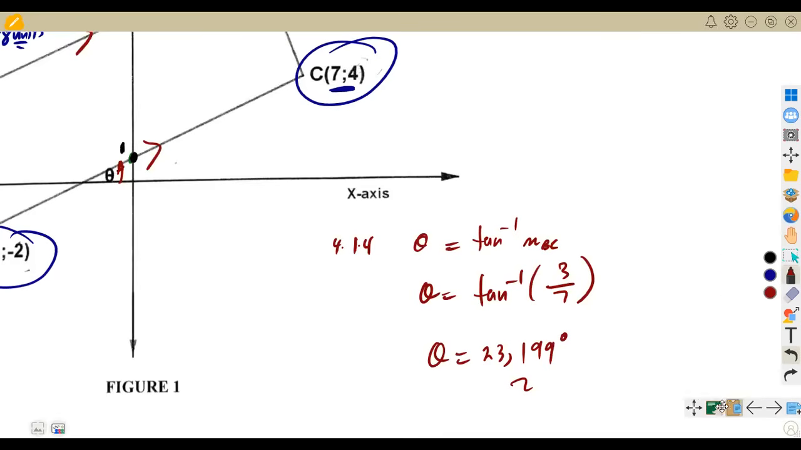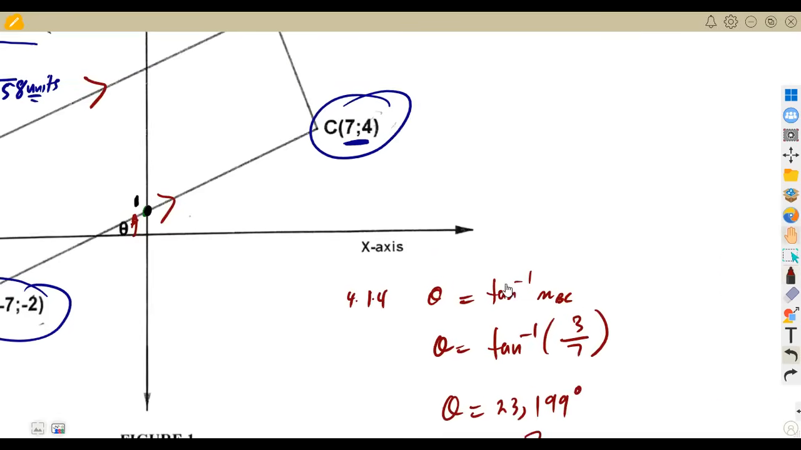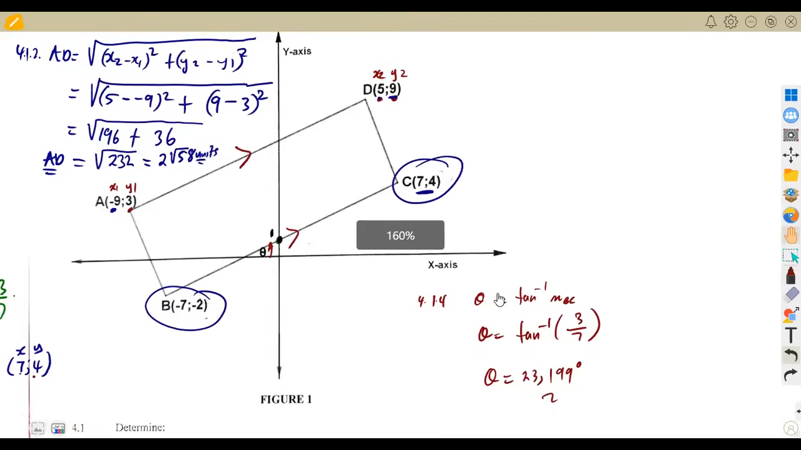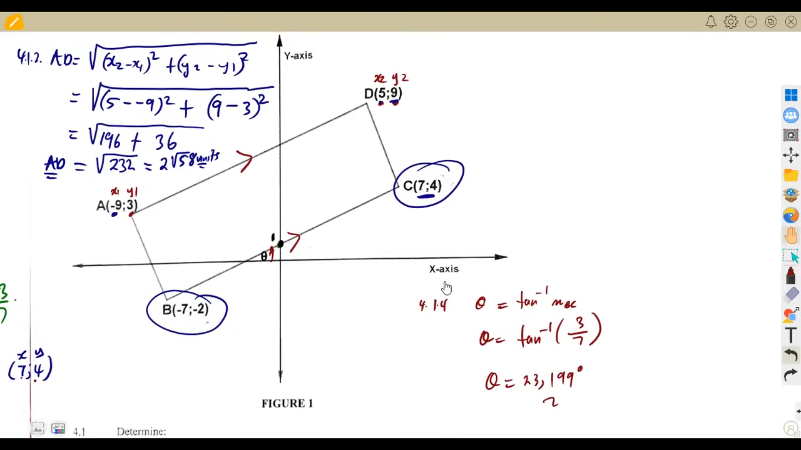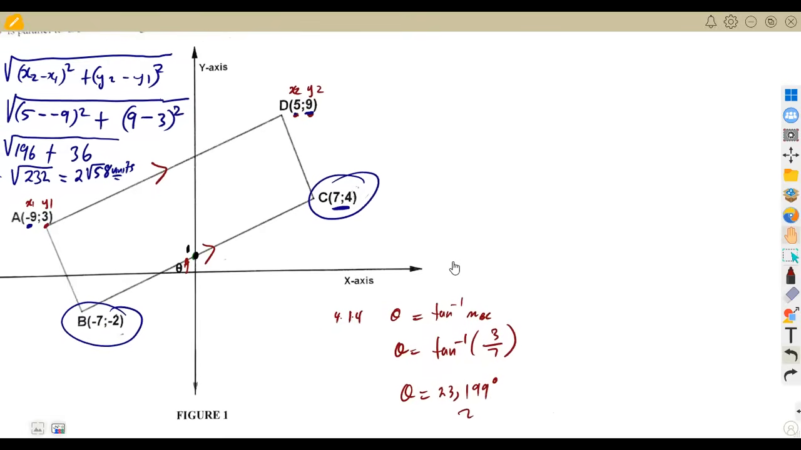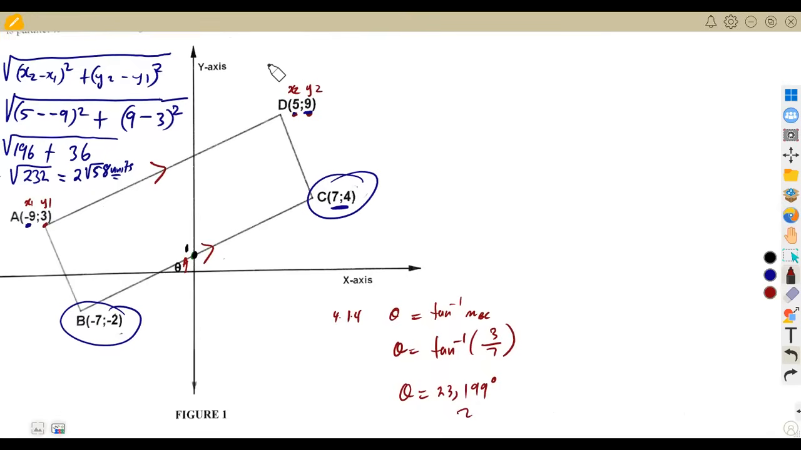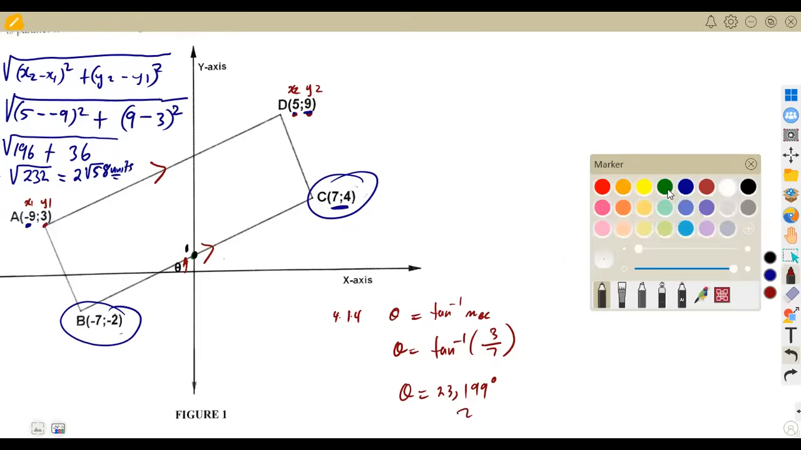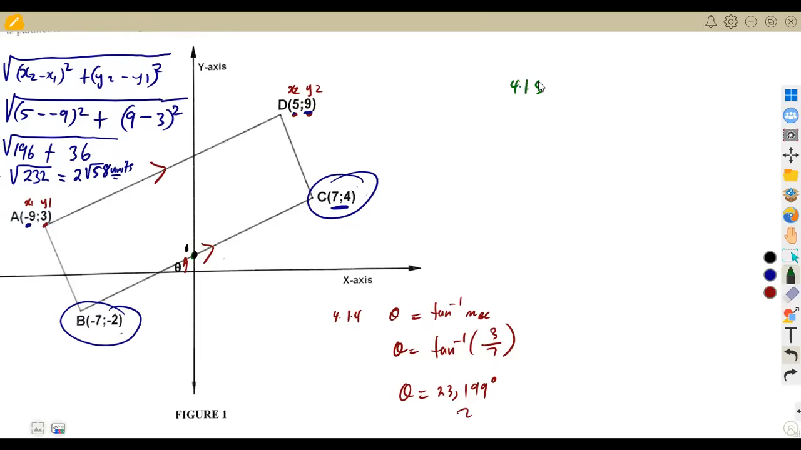They are saying we are supposed to determine the equation of the line. This is what we are given. They want us to find the equation of the line perpendicular to AD. This is our AD, let us write it aside. This is 4.15. The line that we are supposed to calculate must be perpendicular to AD. We do not know this line.